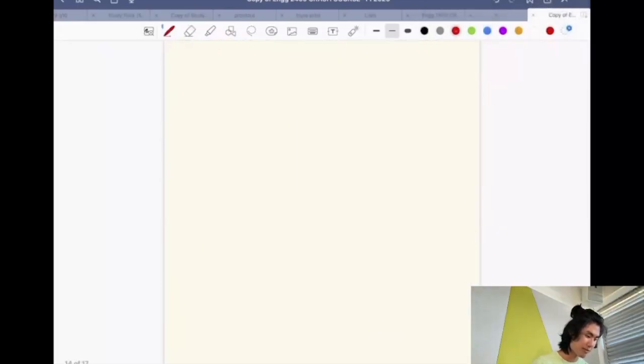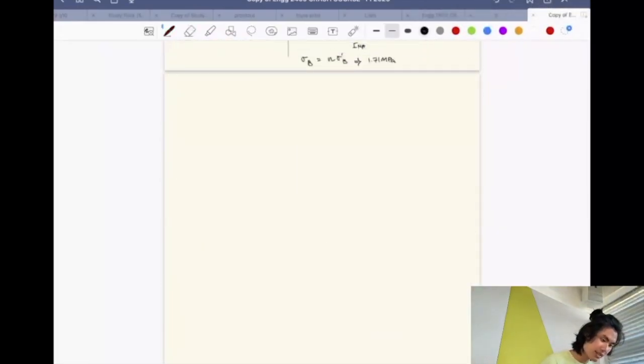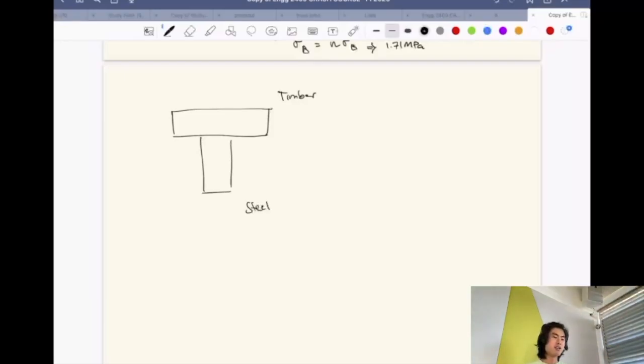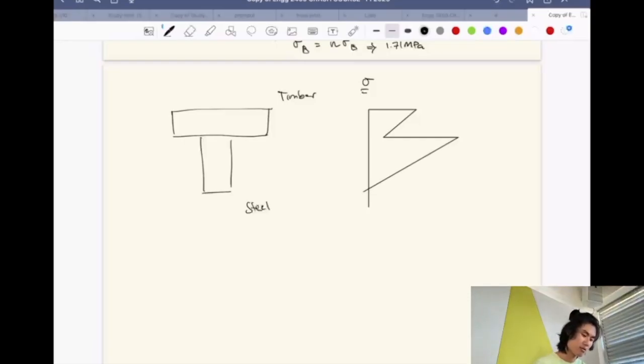I'll just show you exactly what I mean. Essentially, let's say we have timber, and then we have a steel portion, right? The stress distribution actually looks something like this. So at the point at which it changes, timber can take a lot less than steel, right? So the steel actually ends up taking a lot of it. And your neutral axis, let's just say it's about here. It's fake, but yeah.